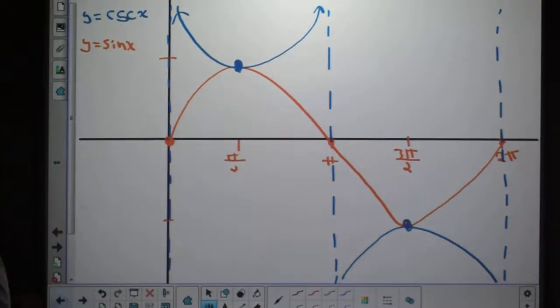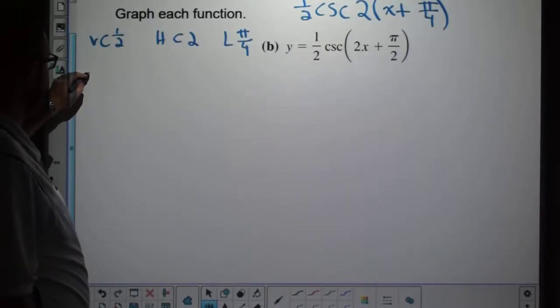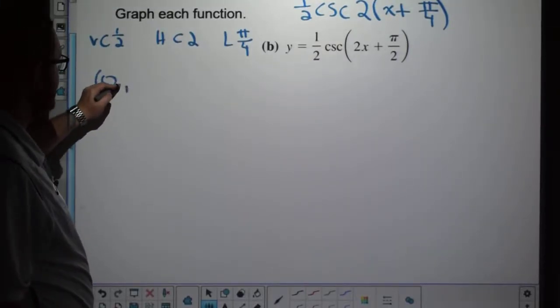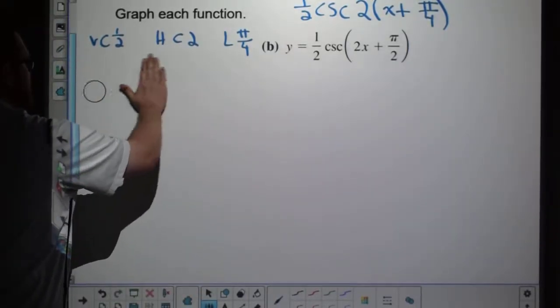So let's go back and list those points. So at 0, doesn't really matter what you put here, there's an asymptote. In fact, let's just call this x equals 0.